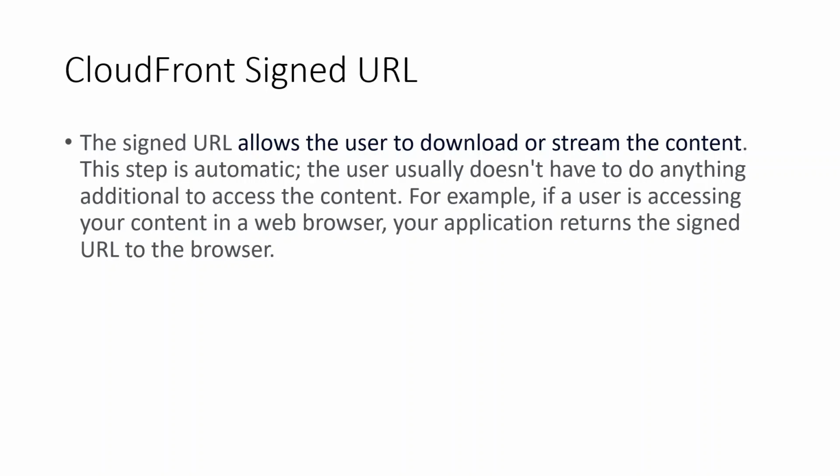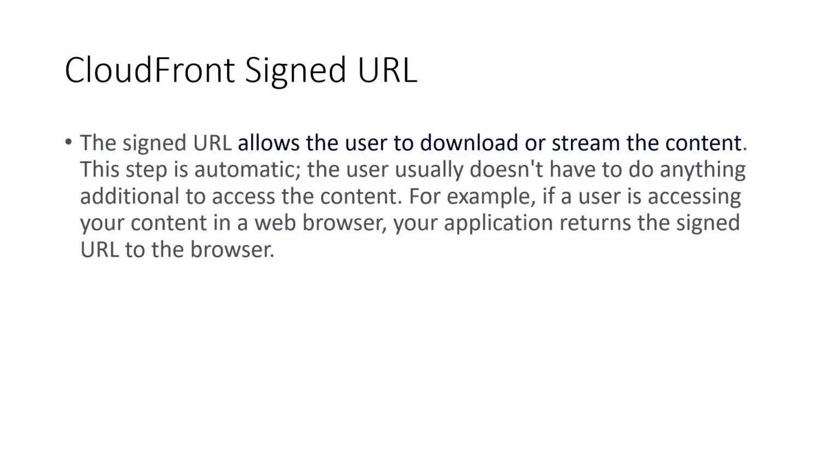The purpose of a signed URL is to allow a user to download or stream the content. This step is automatic. The user usually doesn't have to do anything additional to access the content. For example, if a user is accessing your secret content via a web browser, your application returns the signed URL to the browser. So let's see how to generate a signed URL.